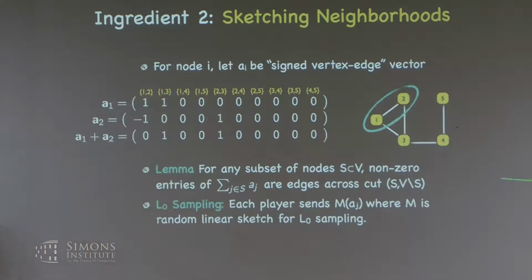So every player, once they've encoded their local information as a vector A_i, is going to send an L0 sketch of A_i. And that's all they're going to do. So that's the sketch. That's the algorithm we're going to emulate. Why was it the case that we could emulate that algorithm in sketch space?